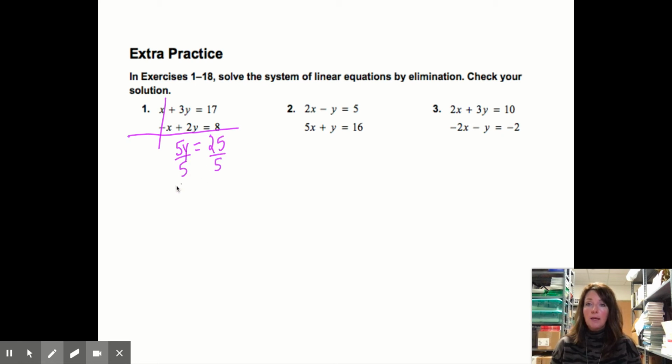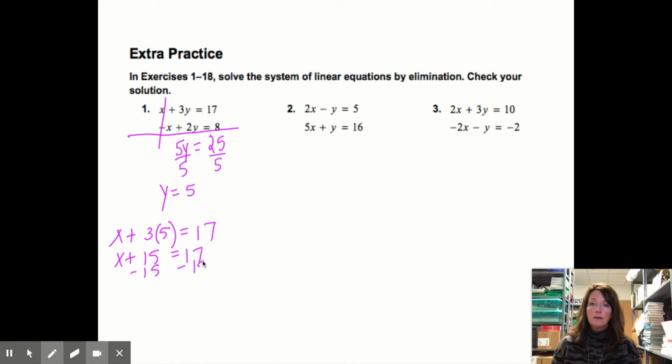So elimination tends to be pretty much everybody's favorite because look how quick and easy we just solved that, as opposed to the substitution, which took forever. Now, we're not done because we want to go back in. So in the first equation, x plus 3 times this 5 is equal to 17. So x plus 15 equals 17 minus the 15, and x is equal to 2. So we have 2 comma 5 as our solution. Just quickly do some mental math to double check that it works for both. So go ahead and you solve number 2, and then I will continue with number 3.